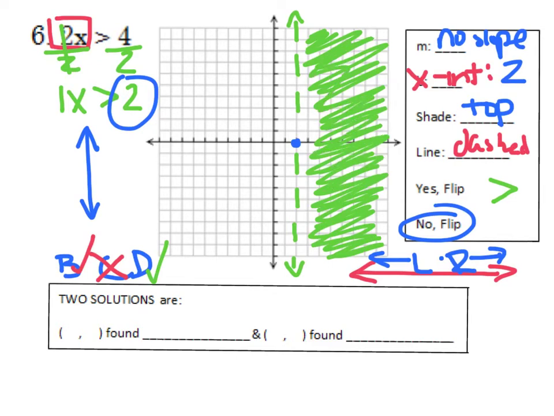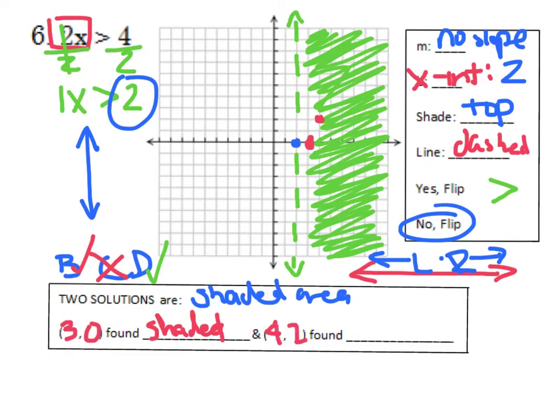Now, where do we find solutions? Remember, okay, we find solutions in 2 places, solid lines or shaded area. Do you have a solid line? No. So the only place that we can find it is in the shaded area. Alright, so let's pick out 2 points, and I'll go with that one, which is 3, 0, and I found that in the shaded area. Okay, and another point, I'm going to go with that one, which is 4, 2. Where did I find it? On the shaded area.